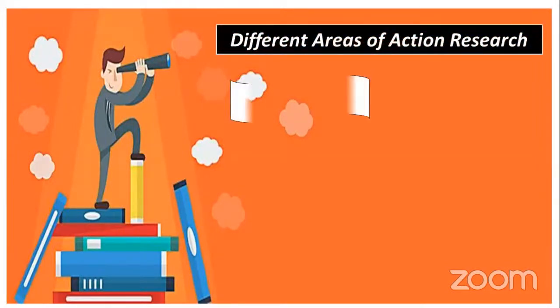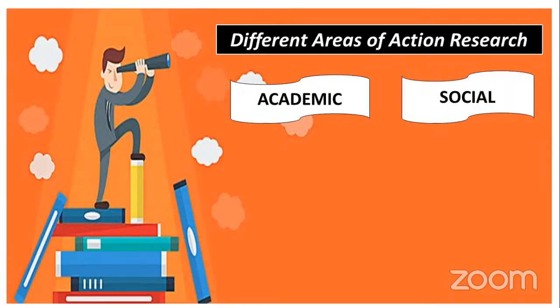Different areas of action research. Action research, being a scientific method of solving immediate problems in the school setup, could emerge from any of the following areas. Number one is academic: classroom situation, method of teaching, questioning climate, student discipline, problems of disabled children and the like. The next is social: late coming, not doing home assignments, poor attendance, lack of cooperation of students, lack of physical amenities and the like.